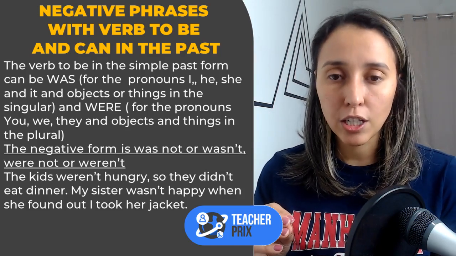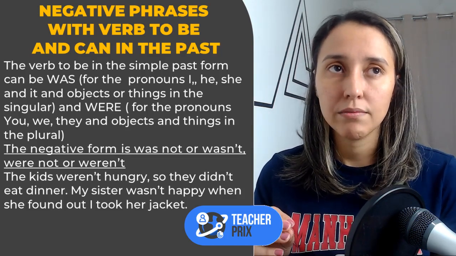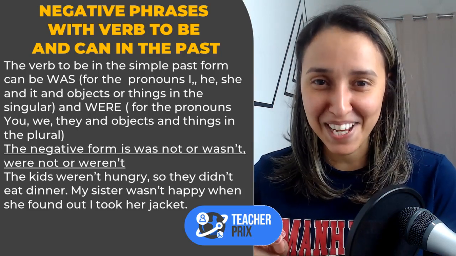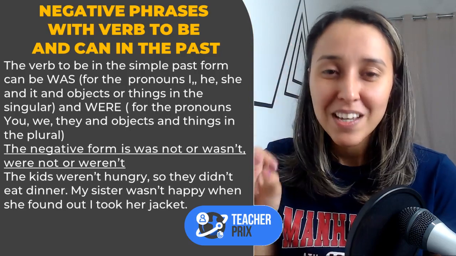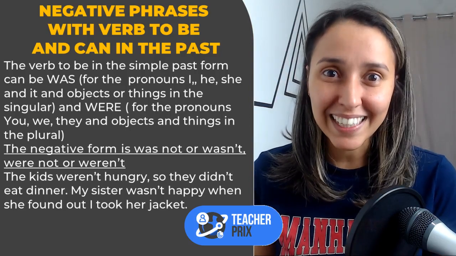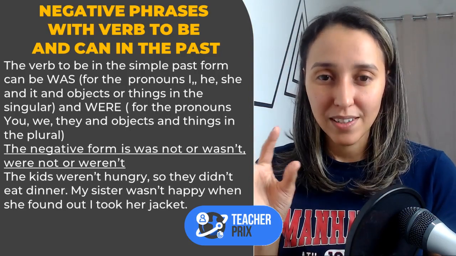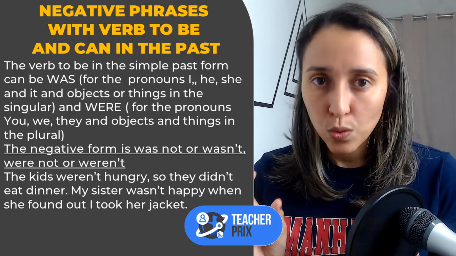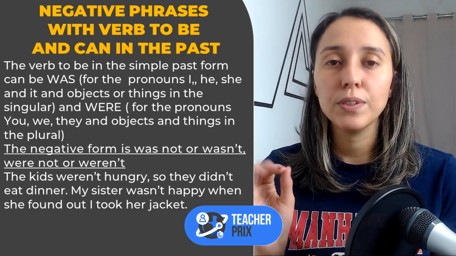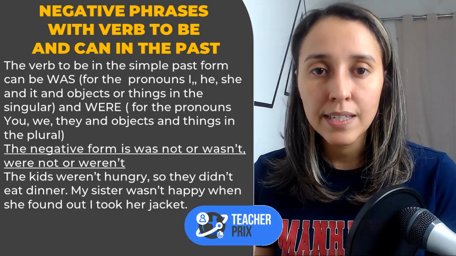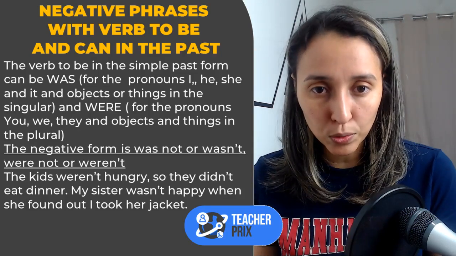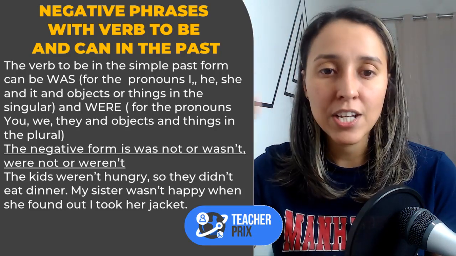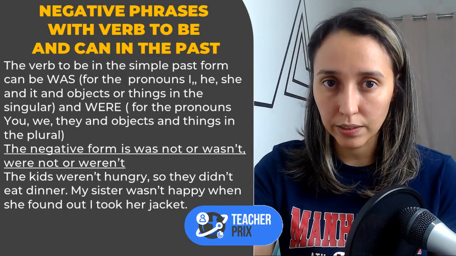The clock was black. Terrible example. Imagination, good job. So any object or thing you can use, you have to use was. The conjugation were will be used for the pronouns you, we, and they, and you again in the plural, and any object or thing, situation in the plural, okay?